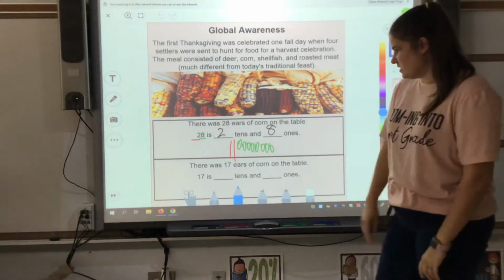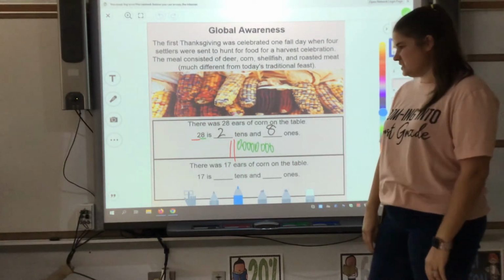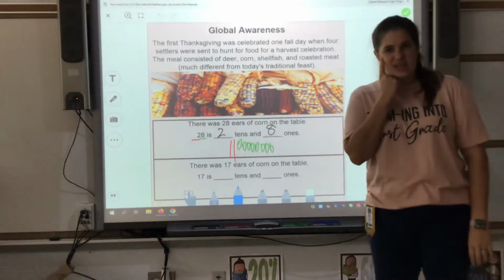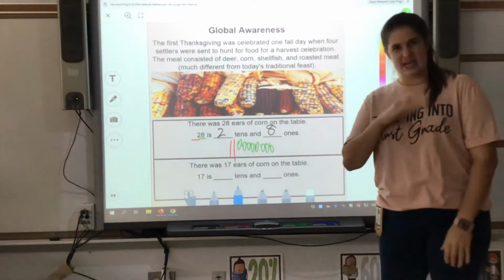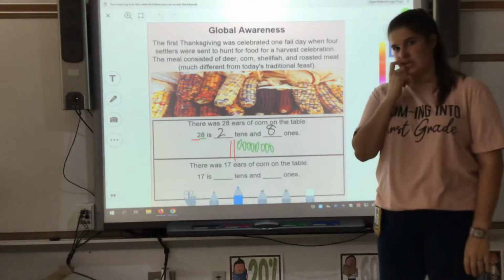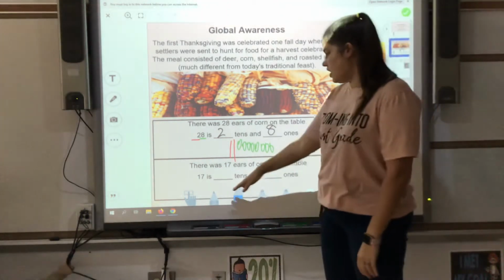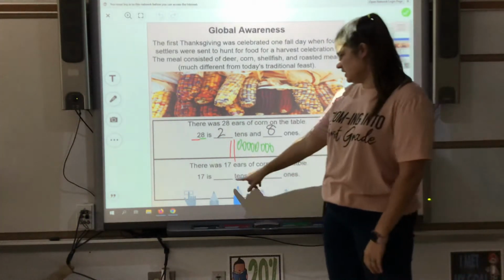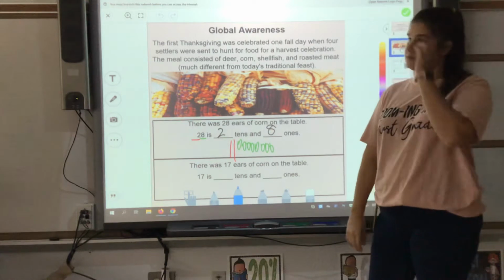So this next one, there were 17 ears of corn on the table. Think to yourself what you would need to draw, how many tens and how many ones you would need to draw for the number 17. Draw it down at the bottom and then fill in your tens and your ones.